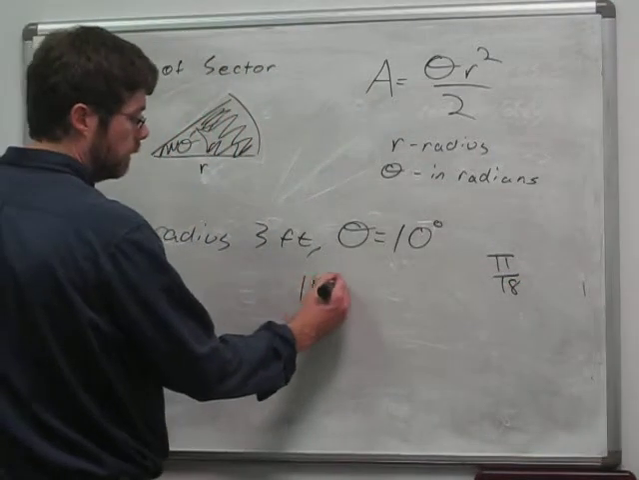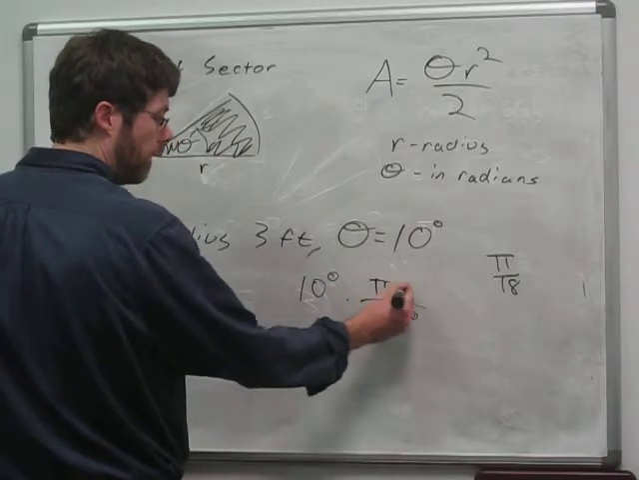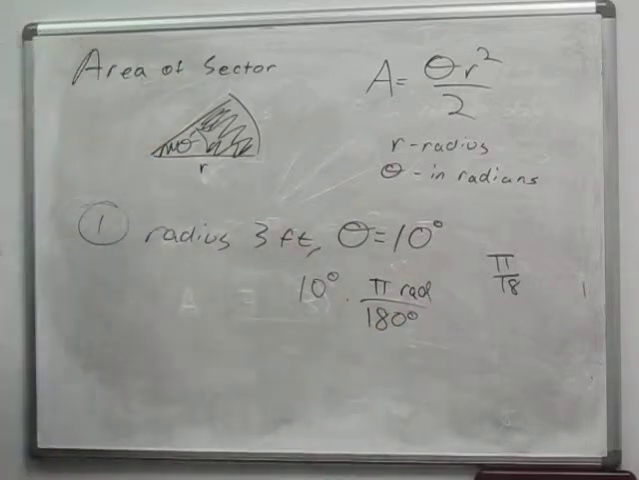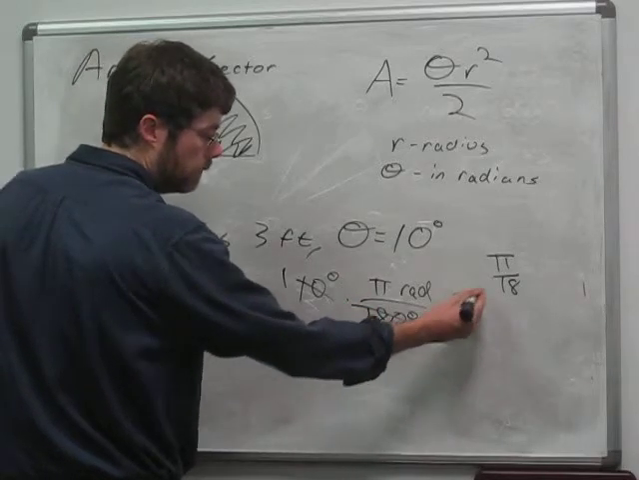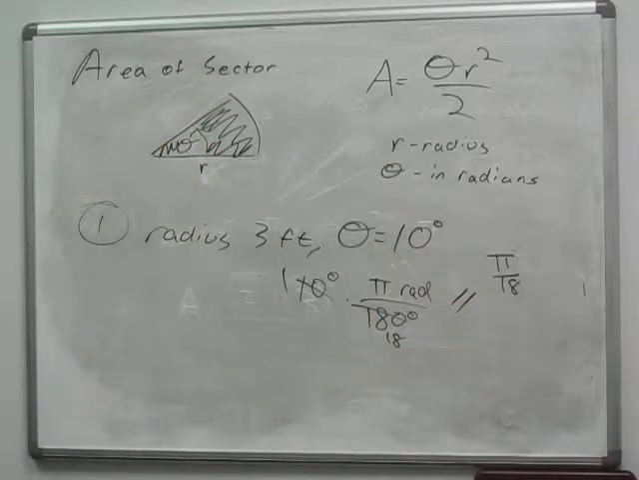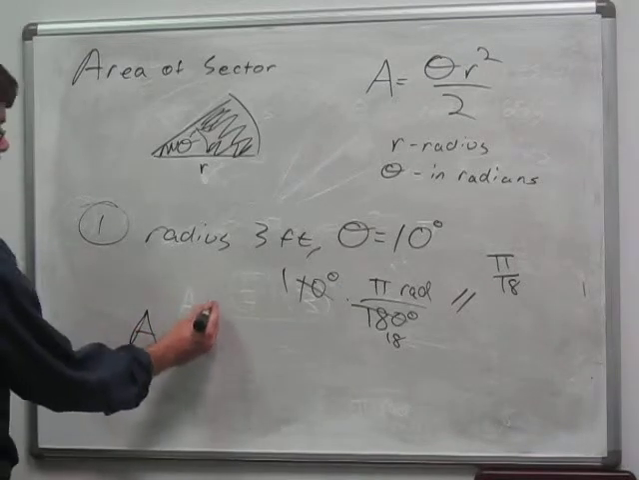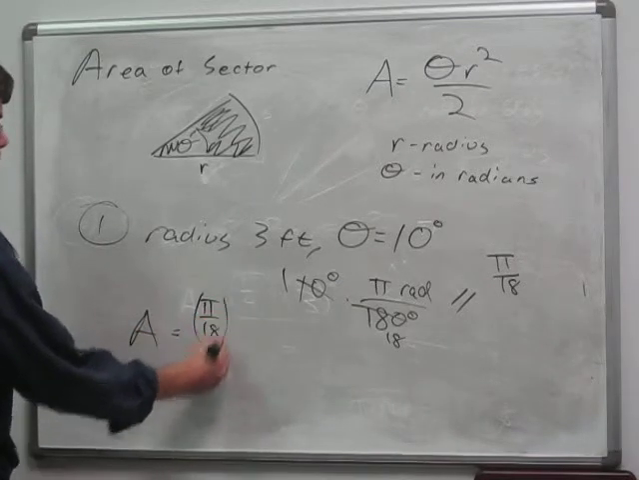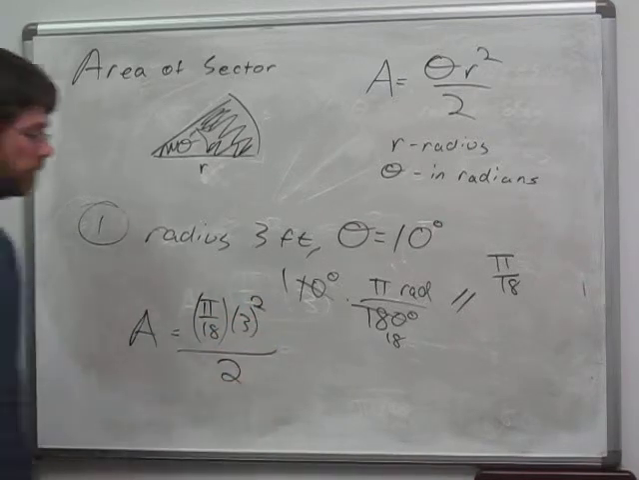So 10 degrees. I want to get rid of the degrees, and there are pi radians in 180 degrees. 10 goes into 180 18 times. We get pi over 18 radians. From there, we just go ahead and make our substitutions. So the area is pi over 18 times 3 squared, all divided by 2.